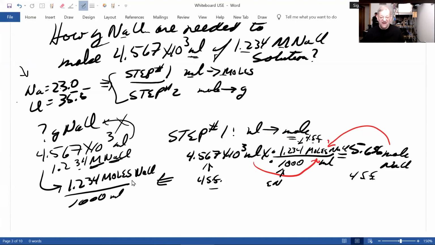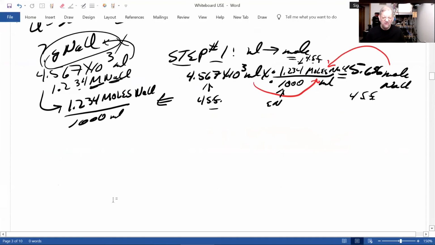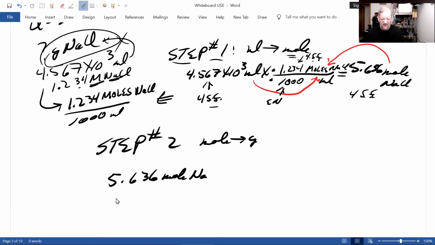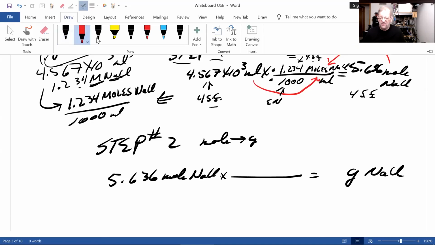But I'm trying to get 2 grams of sodium chloride. So now I have to do step number 2, which you learned hopefully for test number 2. Ooh, it rhymes. And that's going from moles to grams. And here we have 5.636 moles sodium chloride. I want to go to grams of sodium chloride. And I'll use my good buddy, my good friend, unit analysis.